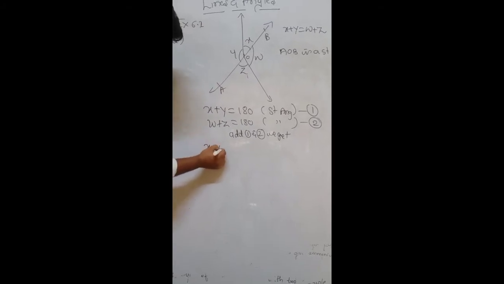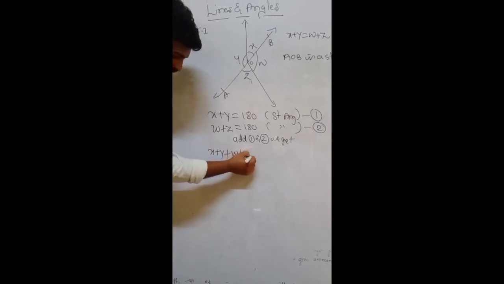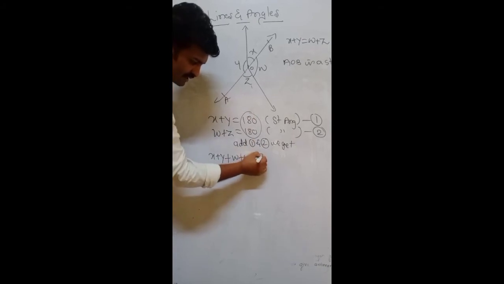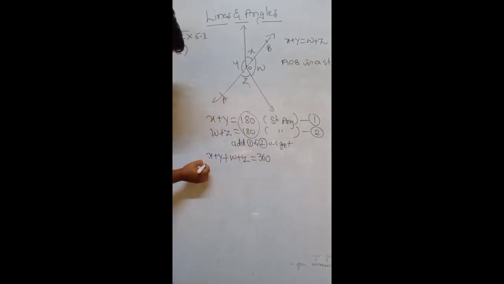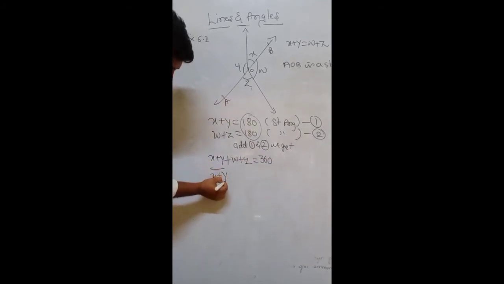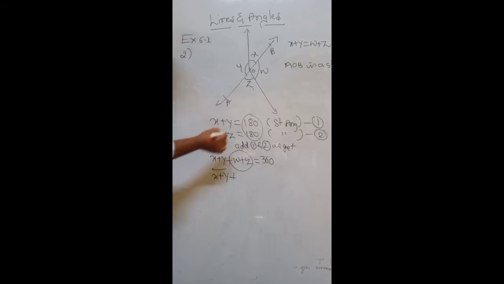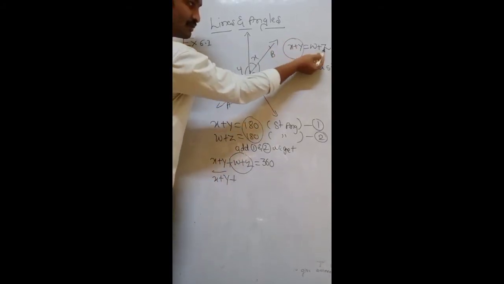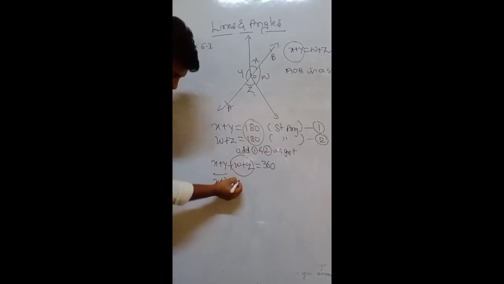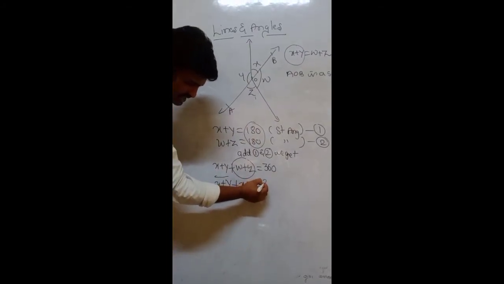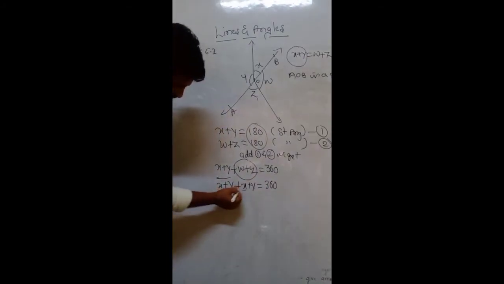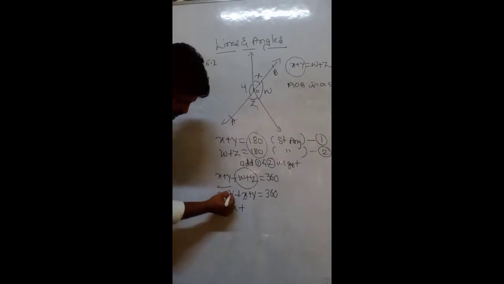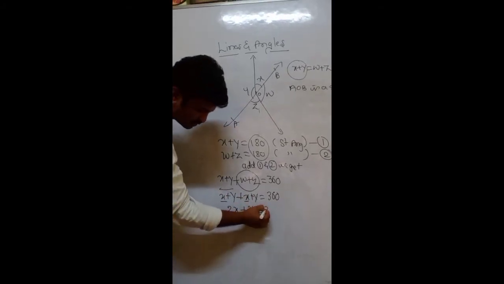X plus y plus w plus z equals 180 plus 180, 360. And this x plus y I'll write as it is, and this w plus z I'll replace by x plus y. Why? Because w plus z equals x plus y, so the total equals 360. And here x plus x is 2x, y plus y is 2y, equals 360.